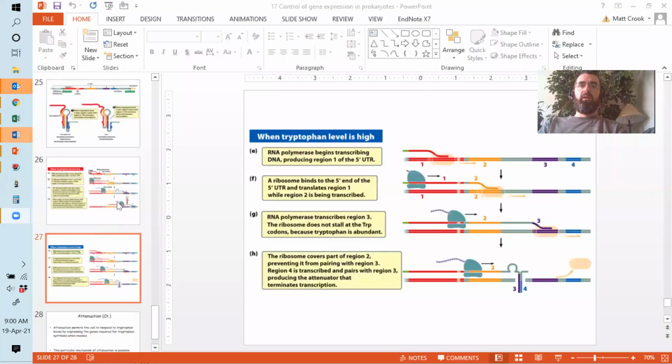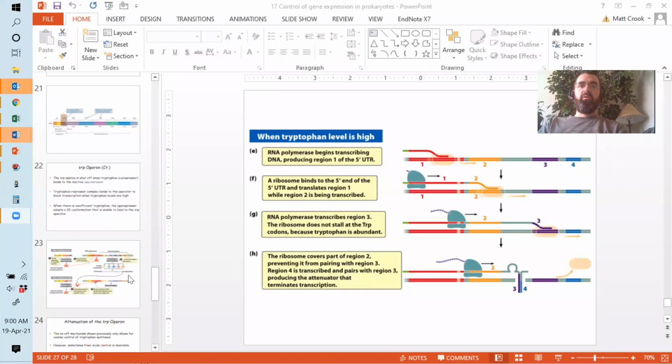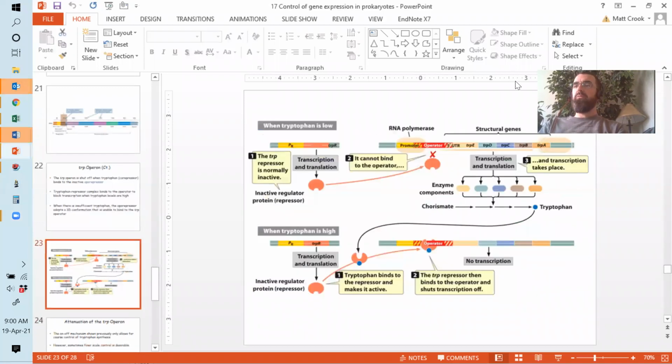And we're going to just spend a few moments going back over the trp operon, because I know that's a real tricky one to get a grip with, I think is probably the best way of putting it. Okay, so this bar is pretty simple, right?